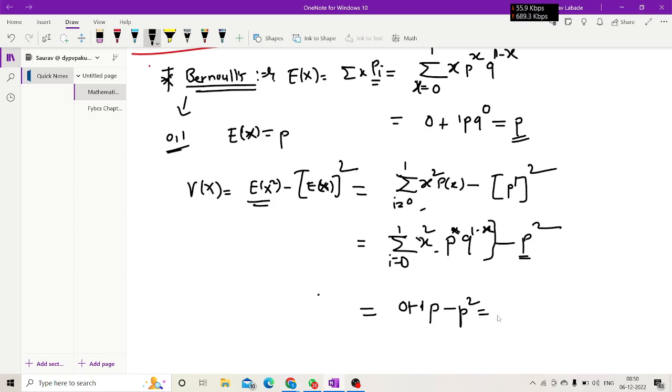Okay, so p minus p square. Now let's take p as common. So this will be p into 1 minus p. Right, then tell me what will be the answer.